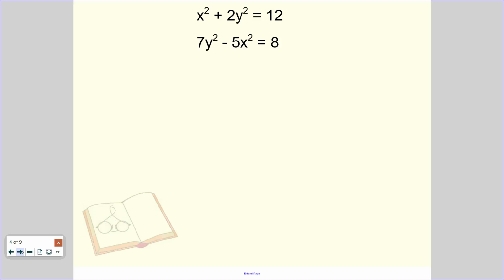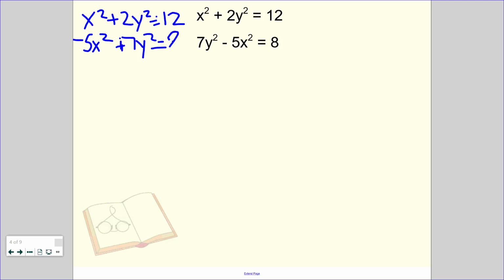In this one, you'll notice, again, I have no variables that are alone, but I do have common terms between the top equation and the bottom equation. Now, they're not lined up, so I'm going to rewrite this. I'm going to rewrite it instead as x squared plus 2y squared equals 12. And on the bottom, I'm going to put the negative 5x squared first, the 7y squared second, and the 8 last. There we go.